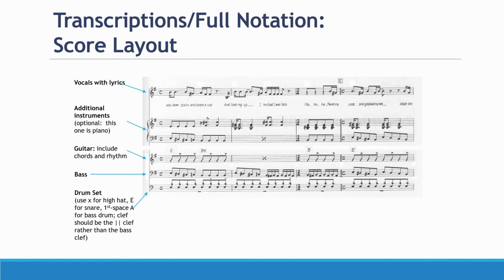Take a look at the guitar in particular. You'll notice here that the note shapes are a little bit wonky. They don't look like they're quite pitches in the same way. And that's because they're not. These are actually just there to indicate the rhythm of the strumming on the guitar. The actual chords are indicated as letter names above the score, and that's using the exact same kind of notation that we just talked about.